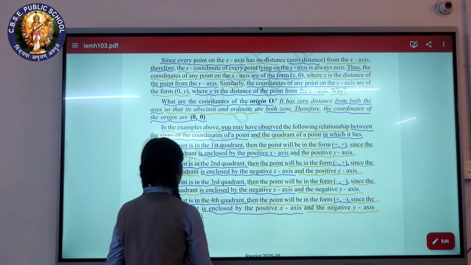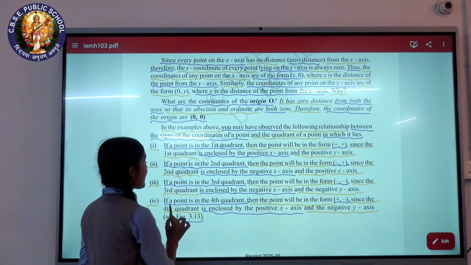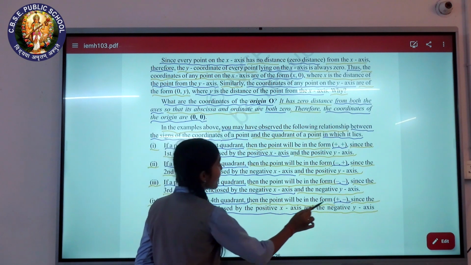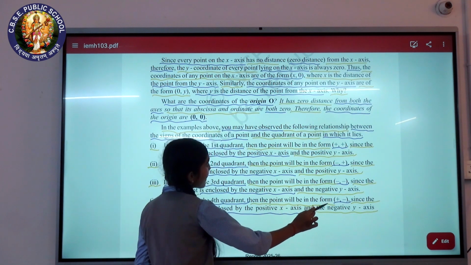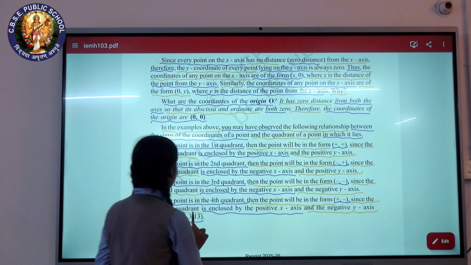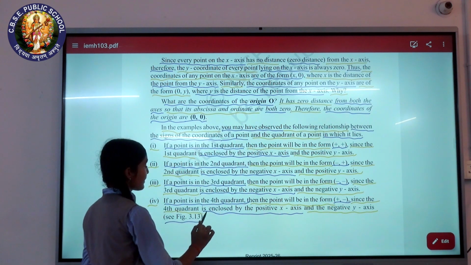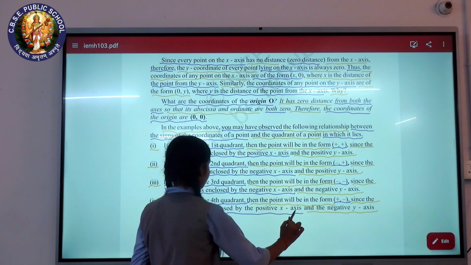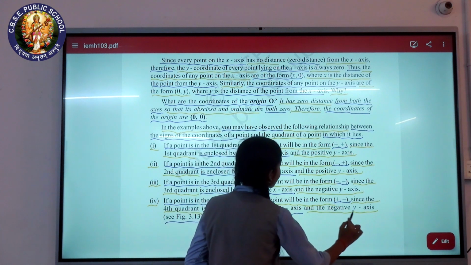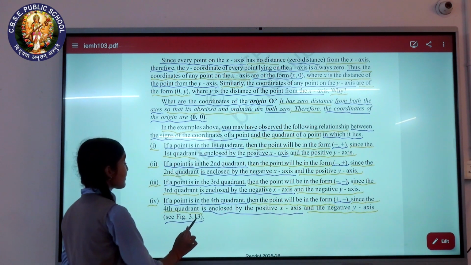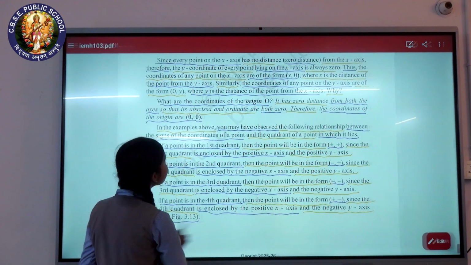Fourth, if a point is in the fourth quadrant, then the point will be in the form plus and minus, since the fourth quadrant is enclosed by the positive x-axis and the negative y-axis. See figure 3.13.